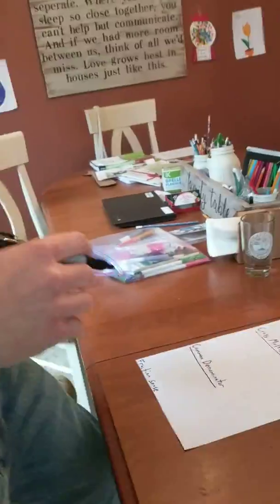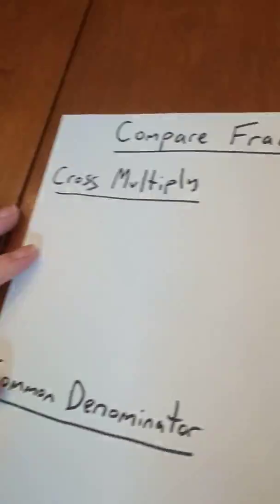We're going to be comparing fractions today. We taught you 3 different ways to compare fractions. I'm going to quickly show you all 3, and then whichever method works best for you is the one you're going to use. The first one to do is cross multiplication.